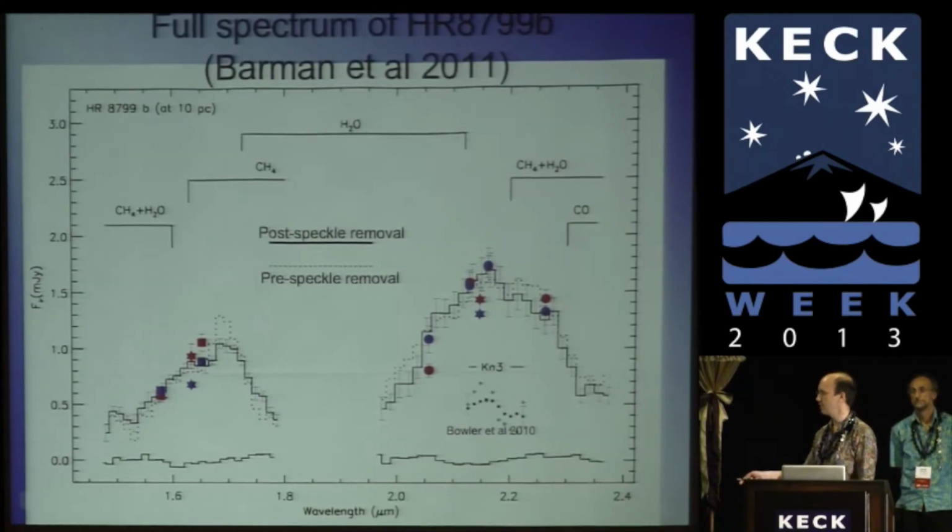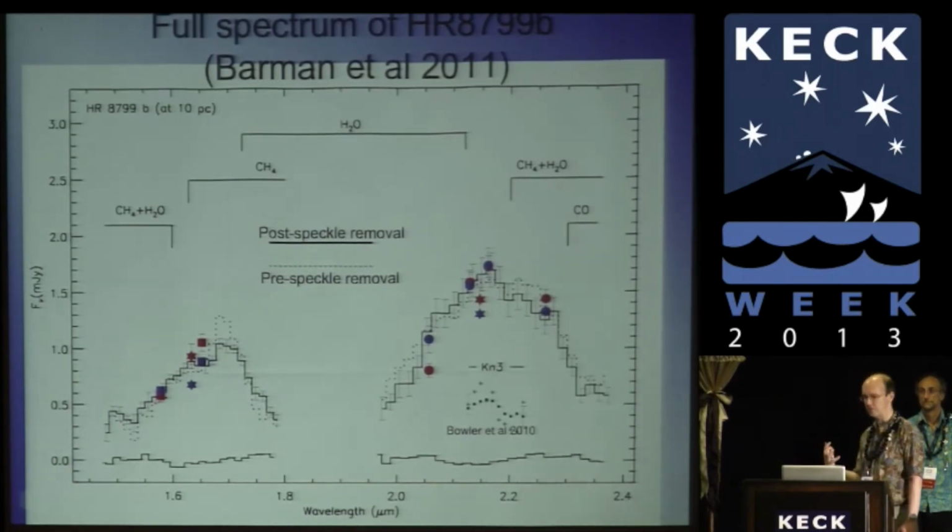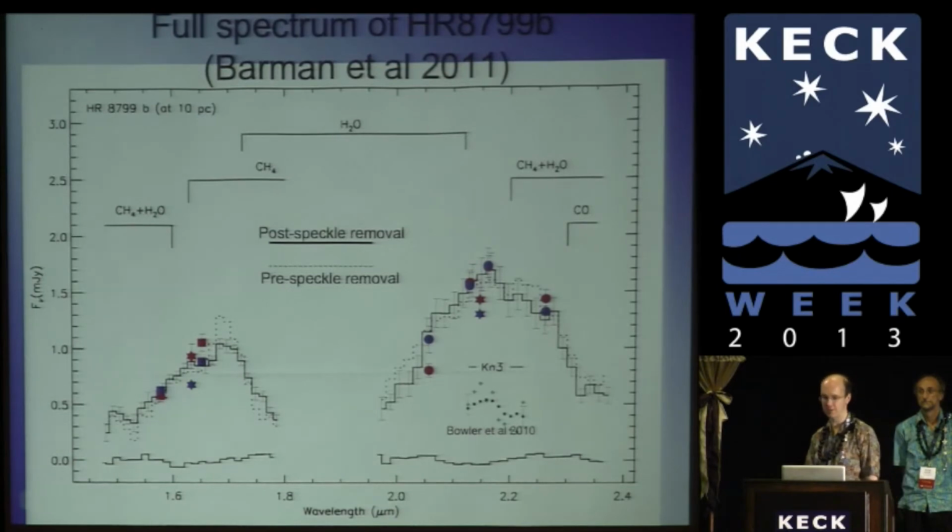Over broader ranges, Travis Barman, myself, and other collaborators took H and K band spectra. In those spectra, we see absorption from CO, a little bit of absorption from methane. We see spectra that are very different from the brown dwarfs that you'll hear about later, really the conclusive proof that these were planets that we were actually imaging.